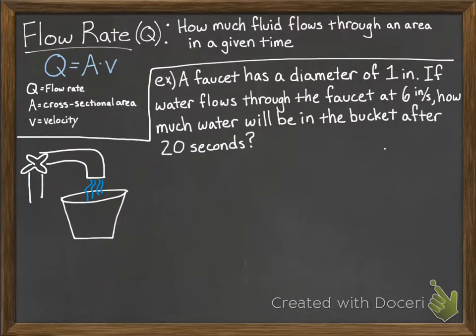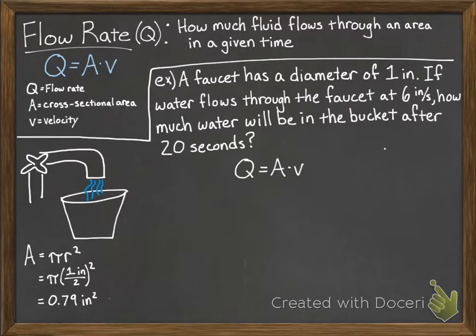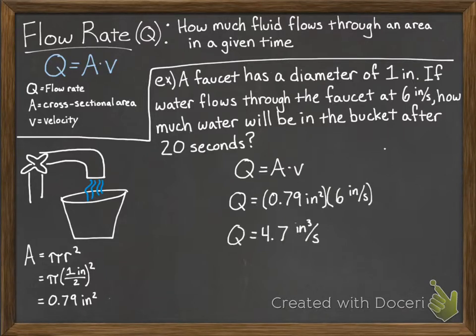And this problem looks a little different than the last one we did, right? I'm not asking for the flow rate explicitly, but I'm asking for how much water is going to be in the bucket. So we have a couple steps here. First thing, we're going to calculate our flow rate, but we need to know the area of our faucet. So to do that, remember area is pi r squared. So I take pi, the radius is the diameter divided by 2, so 1 inch over 2. Square that, multiply by pi, I get 0.9 square inches. Now I can plug it into my flow rate equation. Multiply by the velocity, so I get my flow rate is 4.7 cubic inches per second.